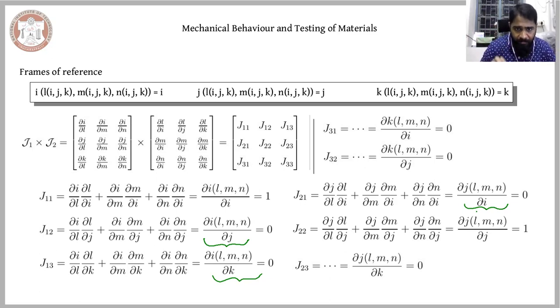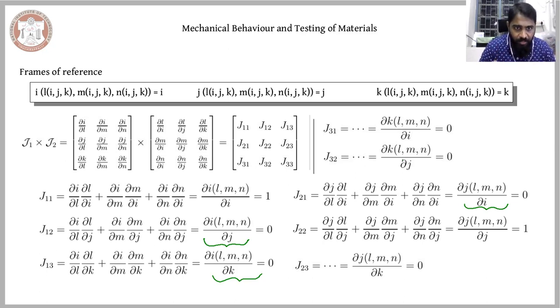That can only happen when these terms here, that is the change of i with respect to j is 0, change in i with respect to k is 0, change in j with respect to i is 0, change in j with respect to k is 0, change in k with respect to i is 0. So the product of the Jacobians is going to give me the identity matrix only when the change in one basis with respect to another basis of the same coordinate system is 0.